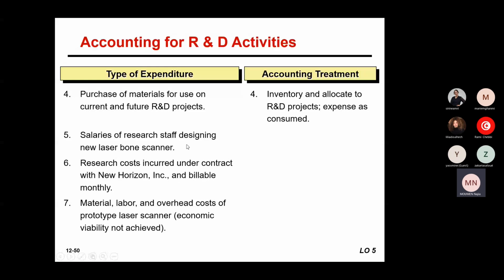Salaries of research staff designing a new laser bone scanner, okay? So here we have salaries and wages for research that is aiming to design a new laser bone scanner, okay? We are not told that there will be an alternative use, a future use of, for example, this research staff here. And it's nothing about the economic viability. So here, immediately, we should expense as R&D expenses, okay?